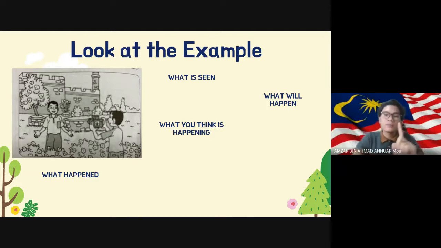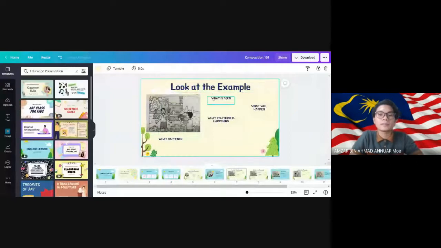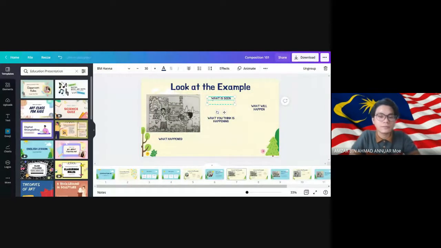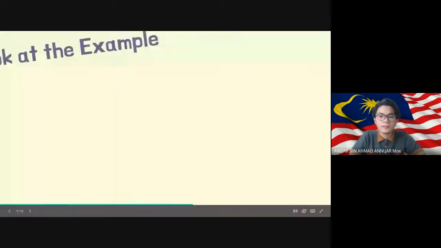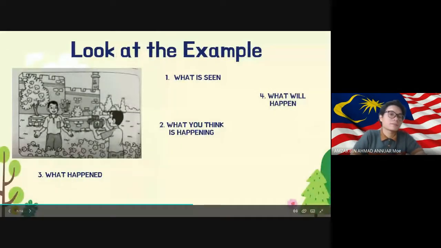Oh sorry. Number 1 what is seen. Number 2 what you think is happening. And number 3 what happened. Number 4 what will happen. Kejap saya tulis nombor lah supaya mudah sikit. This is number 1. This is number 2. Sambil saya tulis ni awak buat ayat. Number 3. This is number 4. Okay, baik. Apa yang awak nampak dalam gambar ni? Siapa nak jawab?